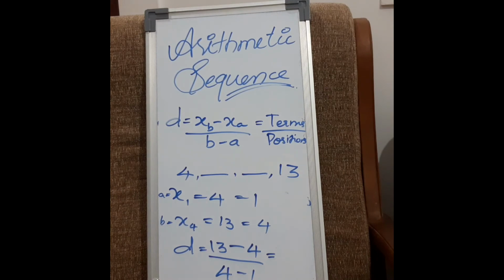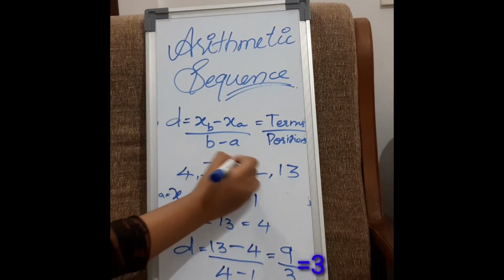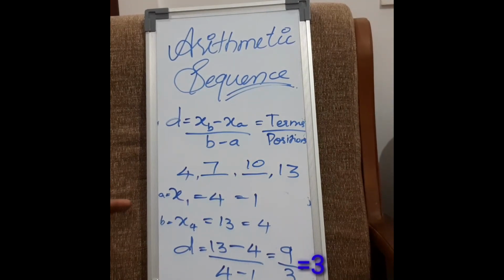So we have to find the common difference, and d is equal to 13 minus 4 by 4 minus 1. 13 minus 4 is equal to 9, and 4 minus 1 is equal to 3. That is 9 by 3 is equal to 3. That is the common difference. So 4 plus 3, 7, 7 plus 3, 10. We have filled the sequence. I hope you have understood. Just subtract the terms and then find the difference of the terms and then the difference of the positions.